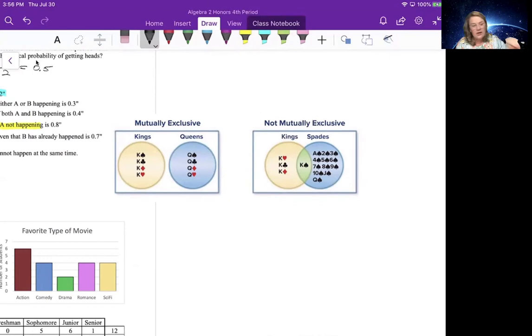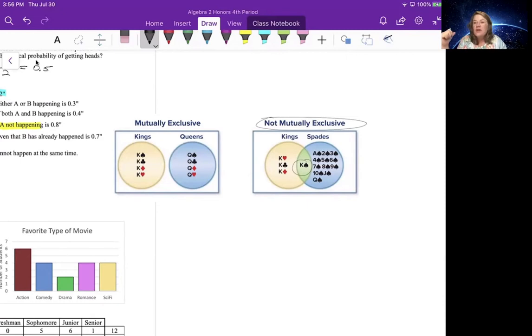So I have a deck of cards. I have a certain number of kings and a certain number of queens. Those are mutually exclusive. Kings and queens have nothing to do with one another. I can't have a king that's also a queen. But what if I want to know about kings and spades? Can I have a king that is a spade? Yes. So these are not mutually exclusive because I can have a king that is a spade.